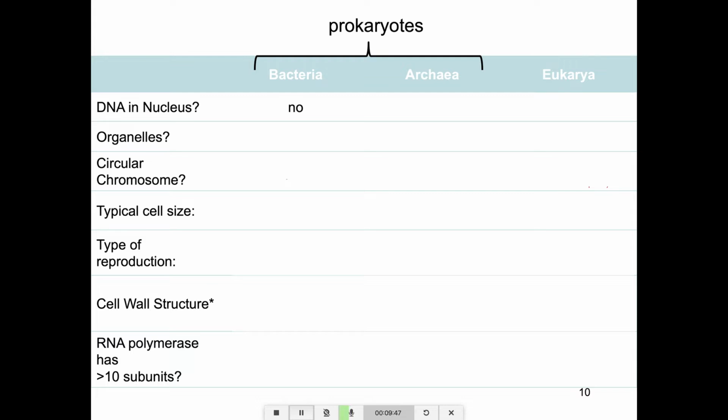If you said no for bacteria about DNA in a nucleus, you are correct. If you said no for archaea, you're also correct. They do not have a nucleus. A nucleus is an organelle. They don't have organelles. And eukarya does.